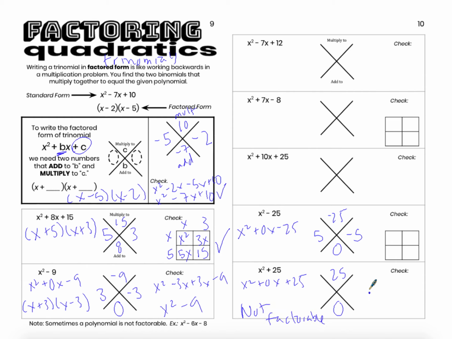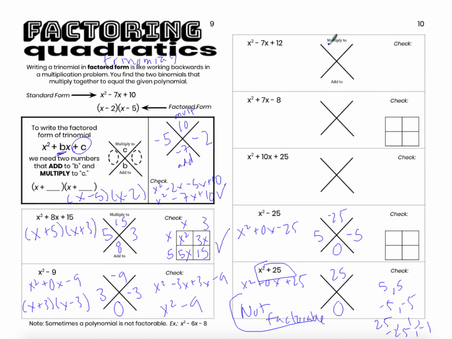And to show me why it's not factorable, you would show me that you tried 5 and 5 and negative 5 and negative 5, maybe even 25 and 1 and negative 25 and negative 1. These are all the factor pairs for 25, and none of them add to 0. 5 times 5 is positive 25, but they add to 10. Negative 5 times negative 5 is positive 25, but they add to negative 10. These obviously don't work. So this would be a case where it is not factorable, and that would be your answer.